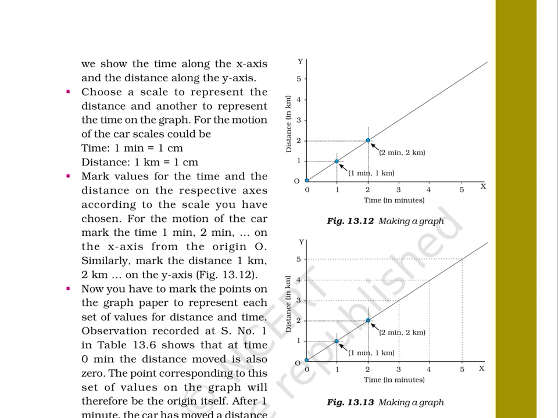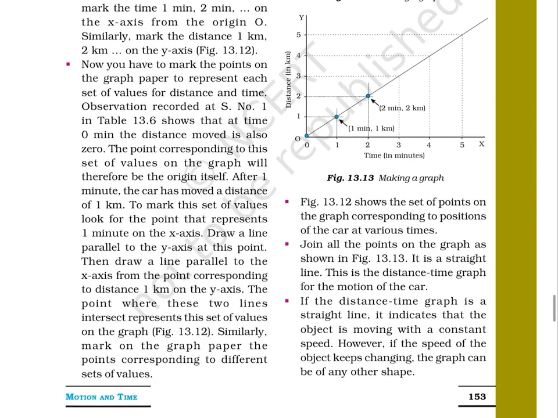5. Now you have to mark the points on the graph paper to represent each set of values for distance and time. Observation recorded at serial number 1 in table 13.6 tells us that at time 0 minute, the distance moved is also 0. The point corresponding to this set of values on the graph will therefore be the origin itself. After 1 minute, the car has moved a distance of 1 kilometer.